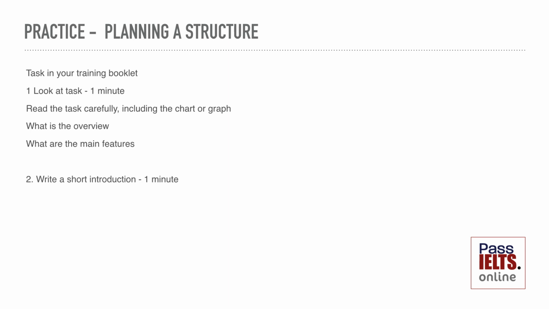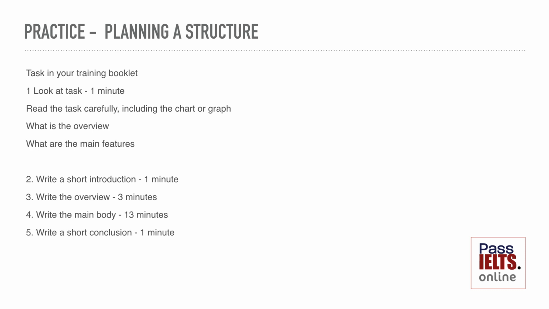After, you need to take 1 minute to write a short introduction, write an overview in about 3 minutes, write the main body in 13 minutes, and lastly write a short conclusion in a minute. After you've done all of that, you have 1 minute to check your writing.